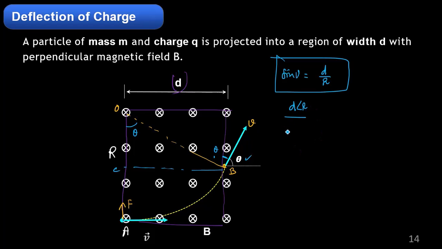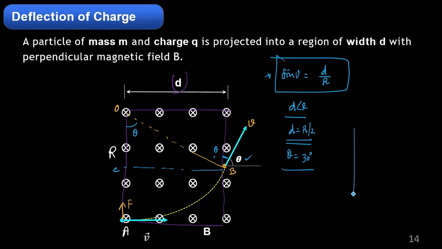So d less than R is always true. Why? Because sin theta has to be less than 1. Sin theta has to be less than 1, so we cannot say d greater than R. Let us say the situation is d equals R by 2. d equals R by 2 means theta should be equal to 30 degrees. So the particle will come out at an angle of 30 degrees with respect to the horizontal. That 30 degree angle equals the deflection angle.